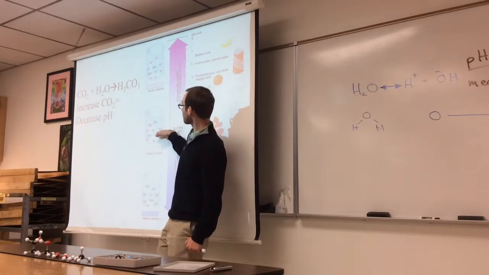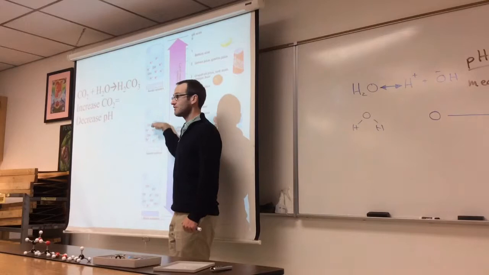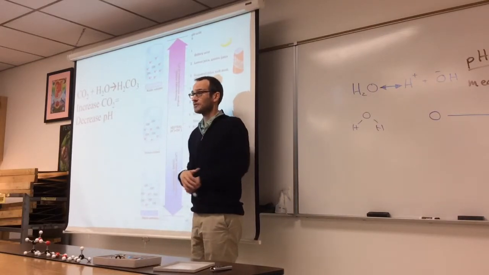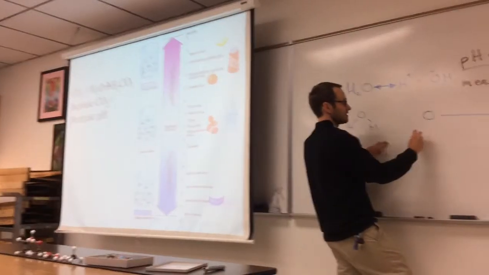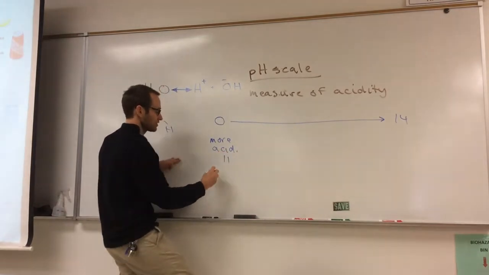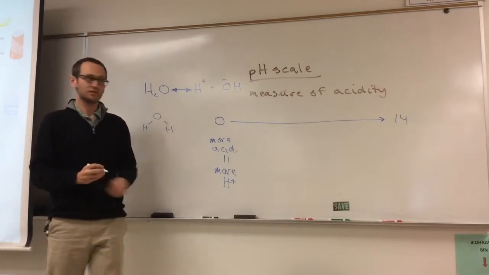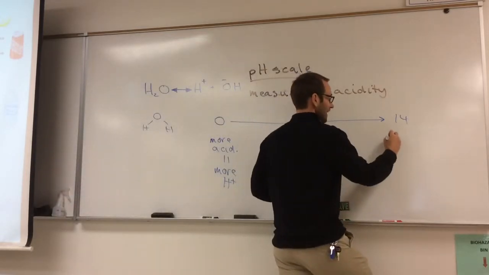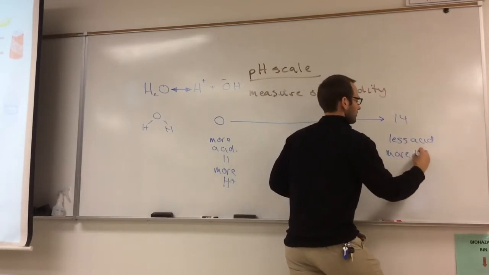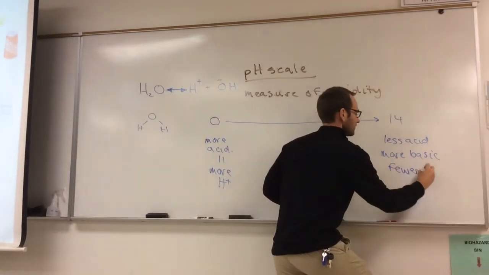Anything that deviates it towards more H+ brings it lower on the pH scale. Anything that deviates it towards less H+ brings it to a higher number on the pH scale. So on the scale, this side is more acid, which equals more H+. Over here is less acid, or we call it more basic, which means fewer H+.